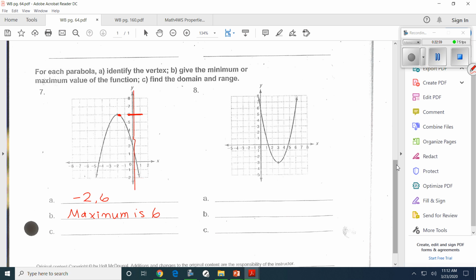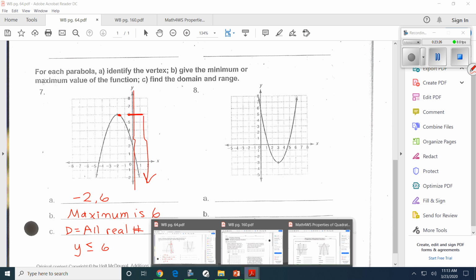And then the third part, give the domain and range. With the domain, it's going to be all real numbers because it has arrows on it, and it's going to reach indefinitely. For the range, y, notice that the highest point is 6, and then it's going to go down. So y is less than or equal to 6 because it's 6 and all the numbers below. So that kind of walks you through some of that.